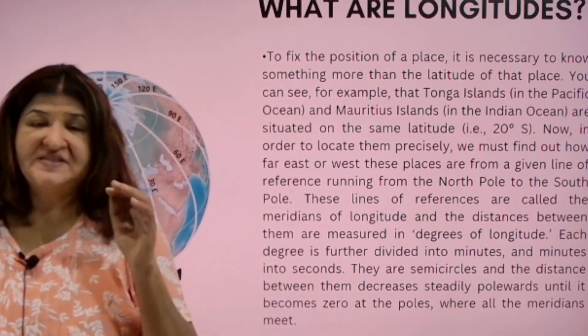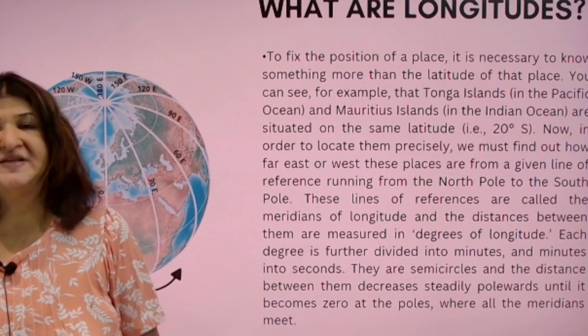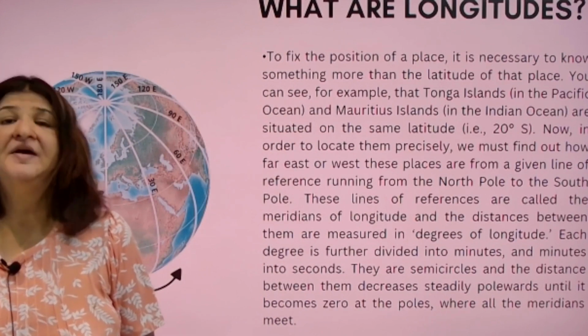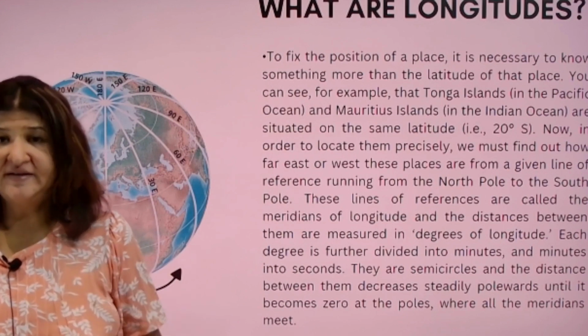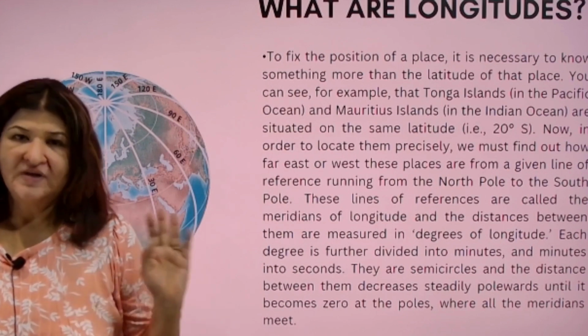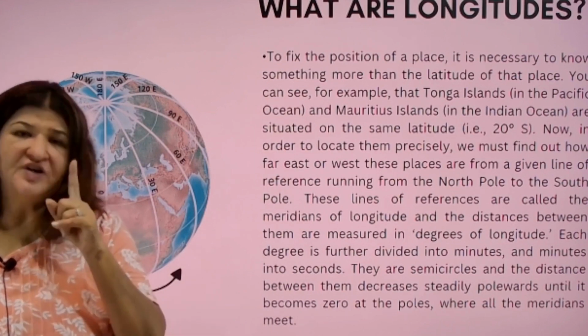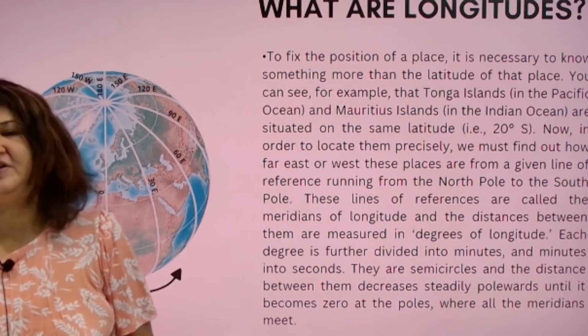And there is one 0 degree longitude which is known as the Greenwich meridian, or it is also called the prime meridian, which divides the entire globe into eastern and western hemisphere. So now here one longitude cannot divide the earth.